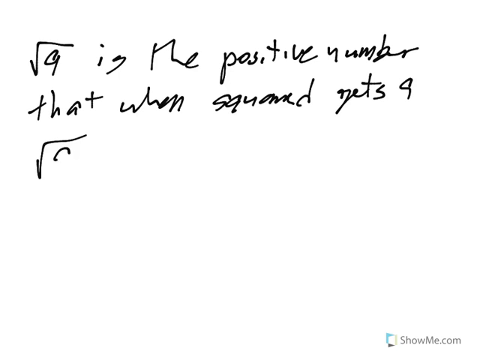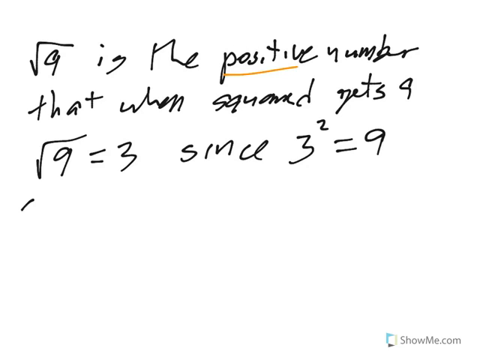So the square root of 9, we're being careful because it's an even index. It's an even root, a square root or a fourth root or a sixth root. So we have to say positive number. But the square root of 9 is positive 3, since 3 is the positive number that you square to get 9.